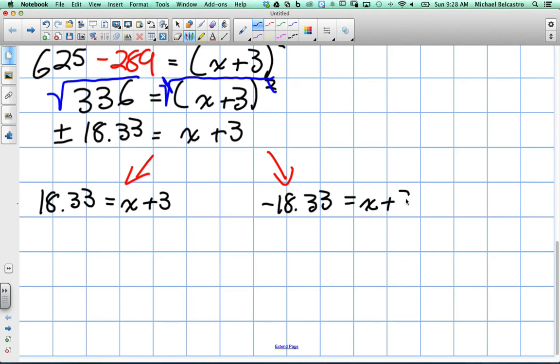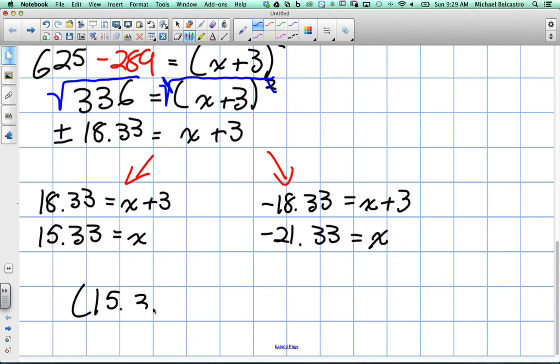If you remember at the beginning of the video, we talked about how we'd probably get two answers because we don't know if the line is going in the left or right direction. When we bring 3 over, we'll be subtracting by it, so this will end up being 15.33 is equal to x. And this one will actually be negative 21.33 is equal to x. So we now have two coordinates. One of the coordinates reads 15.33, that's the x value, and what was the y value? Negative 9. Okay, that's our y.